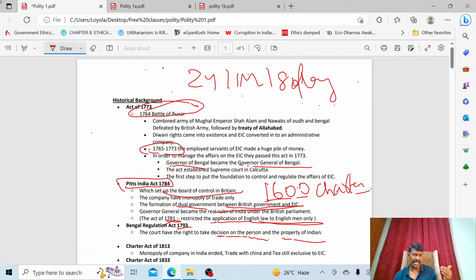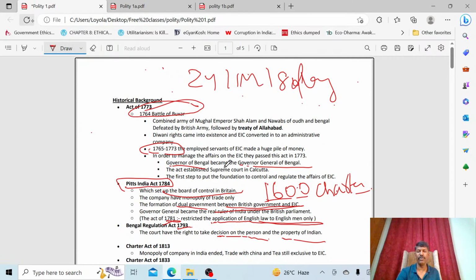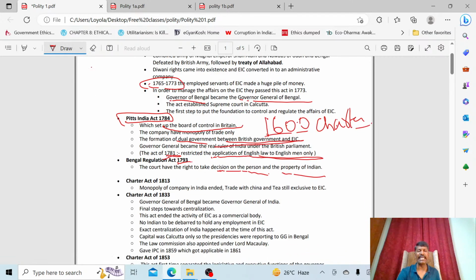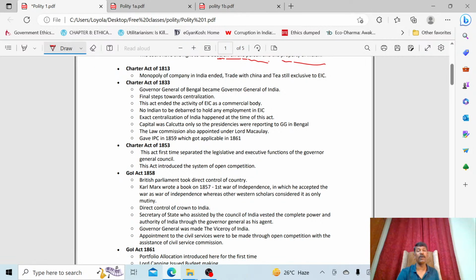Every court inside British India, through the Bengal Regulation Act, got the right to handle matters regarding Indian people and their property. And moving further, the 1813 Regulating Act becomes another important topic.